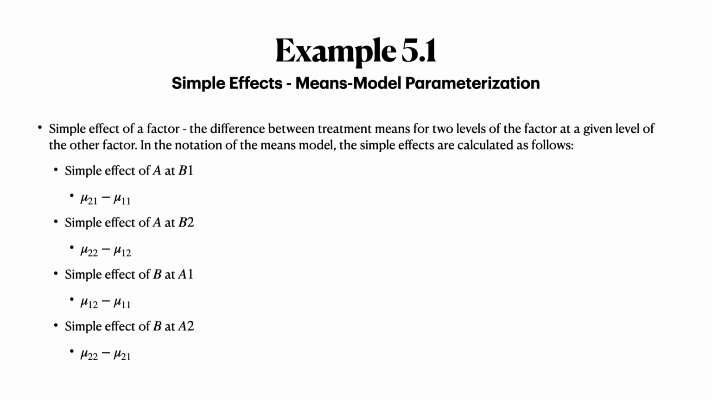So the simple effect of a factor is the difference between treatment means for two levels of the factor at a given level of the other factor. Now, in the notation of the means model, the simple effects are calculated as follows and as shown on this slide. So let's first calculate the simple effect of A at the first level of B. And so this is given by mu21 minus mu11. Mu21 is equal to 50, mu11 is equal to 70, and the difference is negative 20.